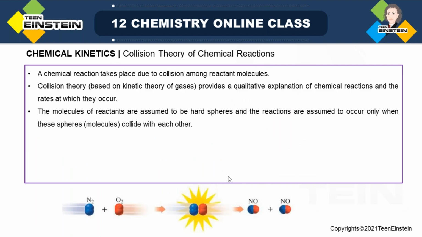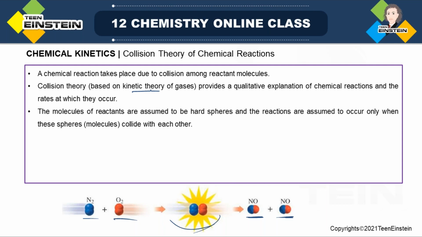Next, we are starting another topic, which is collision theory for chemical reactions. When a chemical reaction takes place, obviously there is collision among the reactant molecules. Look at this equation. We have taken starting material nitrogen gas and oxygen gas. There is some collision, and after that we are getting 2 moles of nitric oxide. So there must be collision between nitrogen molecule and oxygen molecule.